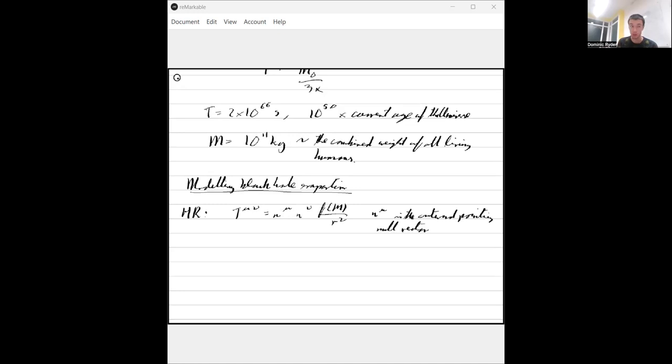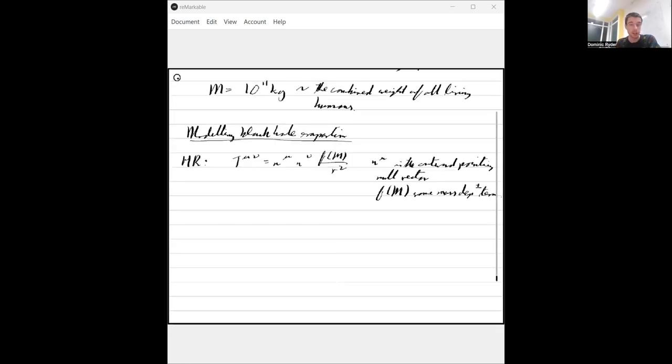R is the normal radial Schwarzschild distance, and F(m) is some mass-dependent term, which we don't bother fixing. Now, a spherically symmetric solution to Einstein's equations with this stress-energy tensor is the Vaidya geometry.